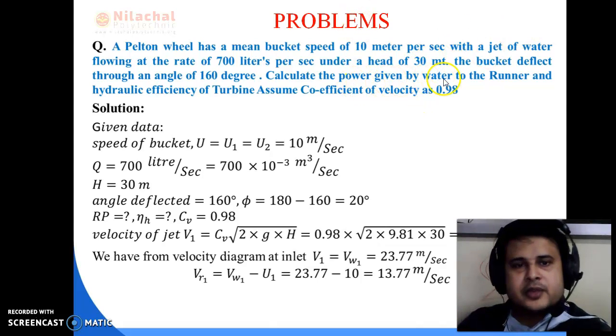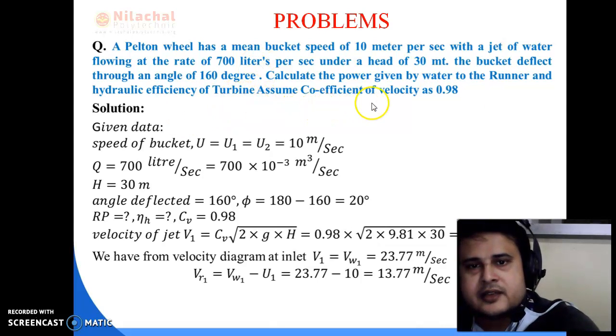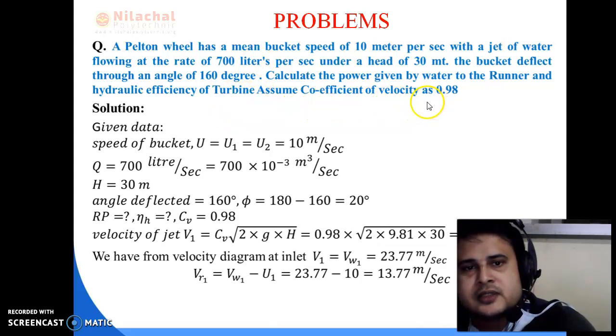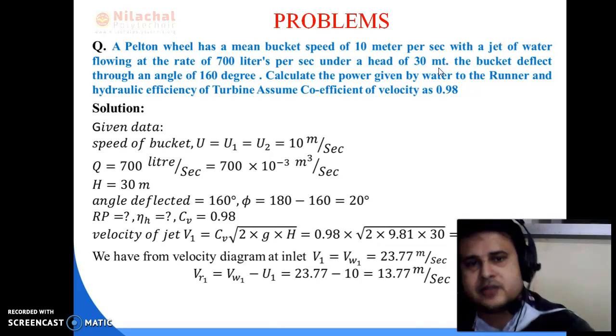Now calculate the power given by the water to the runner. That is, power given to the runner is the runner power. We have to find out hydraulic efficiency, eta h, and assume coefficient of velocity Cv equal to 0.98. The head for the turbine is capital H equal to 30 meter.